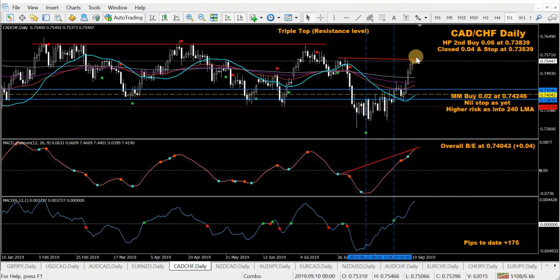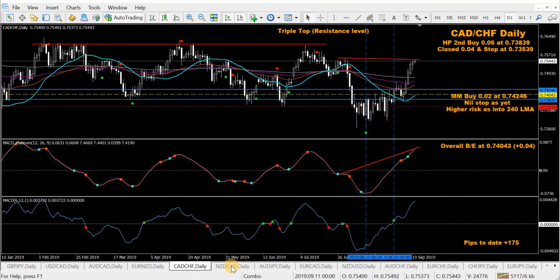So this is going up nicely. Looks like we're starting to lose a bit of steam now, which is expected. And I will then start to look to close out another 0.01 and move the stop to break even or something like that. And also look at maybe taking a bit of profit on the mod MACD. So that's the CAD Swiss.